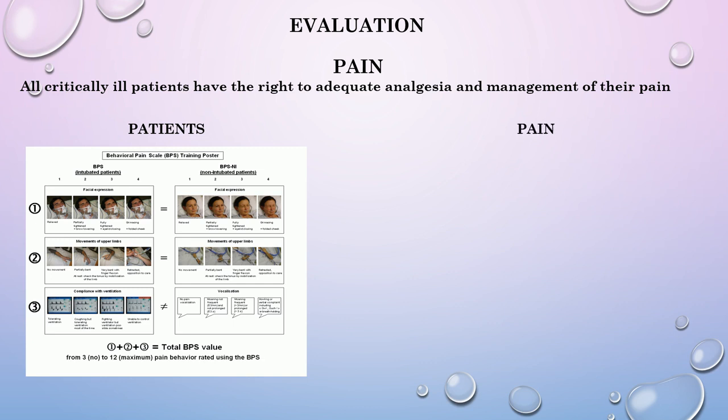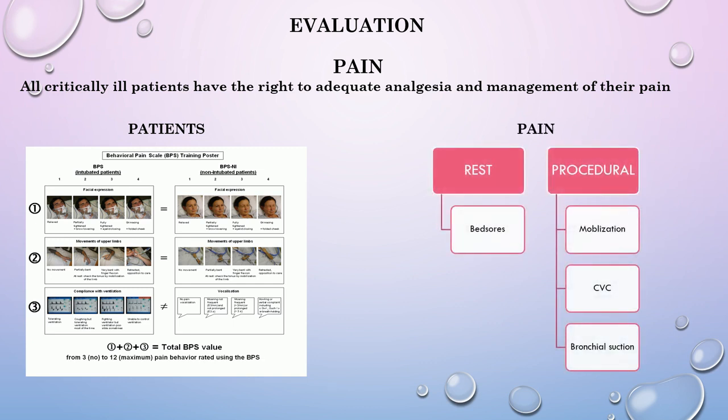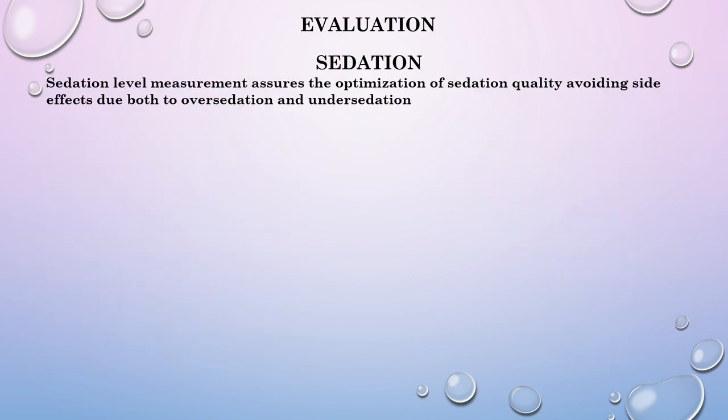So this is the second point, to evaluate the kind of pain. We have a pain that is at rest, due to the obliged positioning on the bed, maybe to the presence of bed sores, and we have a procedural pain due to the daily activities in an intensive care unit, such as the daily care of our patients and their mobilization, the need to take a central venous access, and the bronchial suction. So we need also to have a drug strategy to treat this kind of pain.